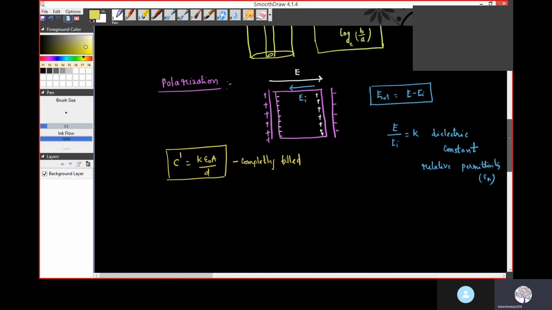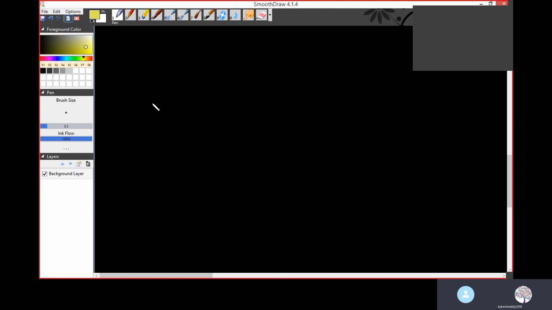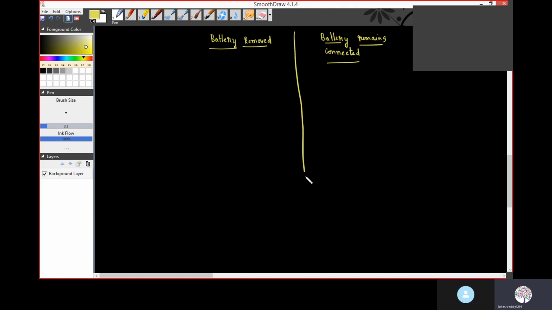Now, I will discuss the effect of the dielectric when the battery is removed and when the battery remains connected. Like in tabular form, I will write: this is battery removed, and this is battery remains connected. So these two things we will discuss.